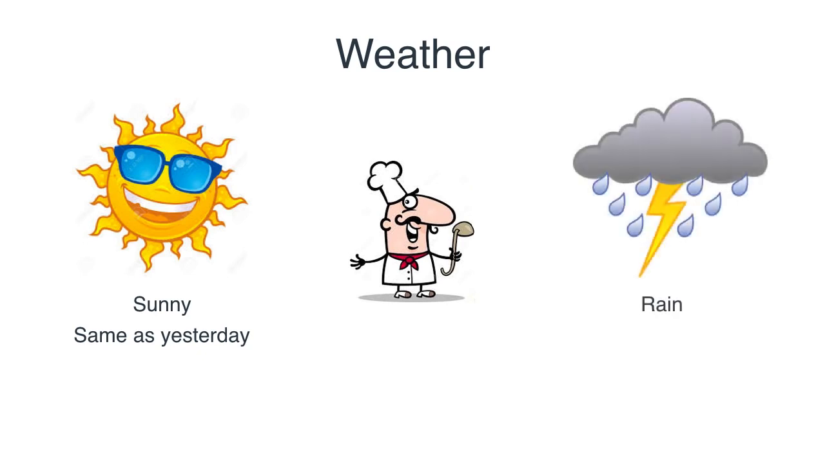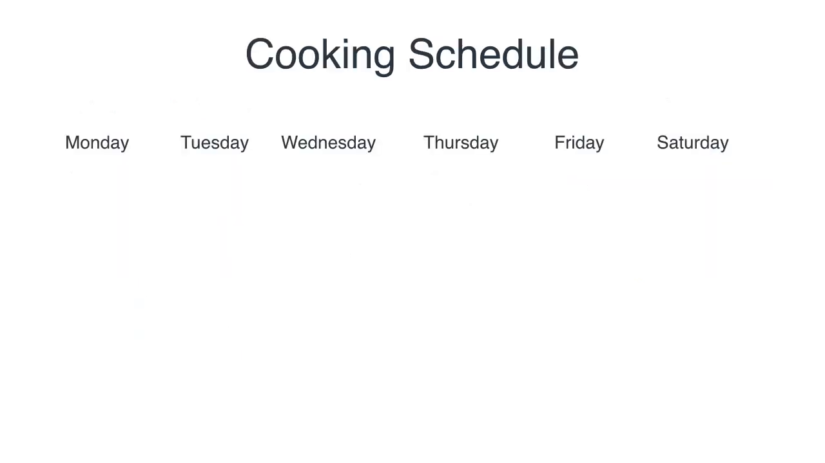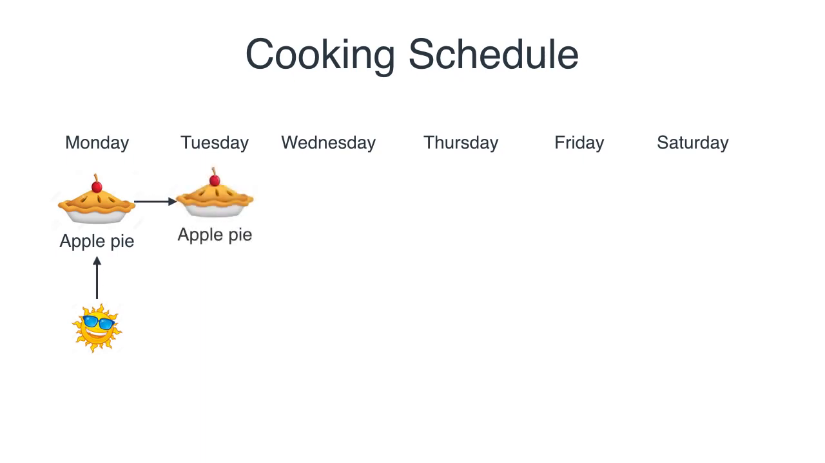And if it's rainy, then he stays inside, he has nothing to do, so he cooks the next dish on the list. So if it's sunny, we get the same thing as yesterday. If it's rainy, we get the next thing in the sequence. So here's an example. Let's say on Monday he made an apple pie. And so on Tuesday we check the weather and it's sunny. And if it's sunny, then he doesn't cook anything new, so we get an apple pie.